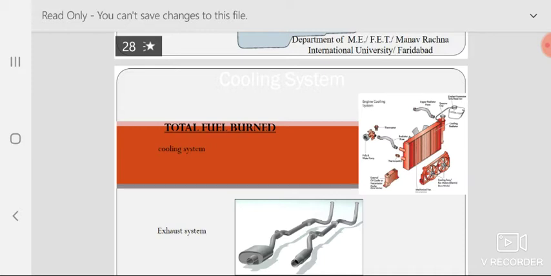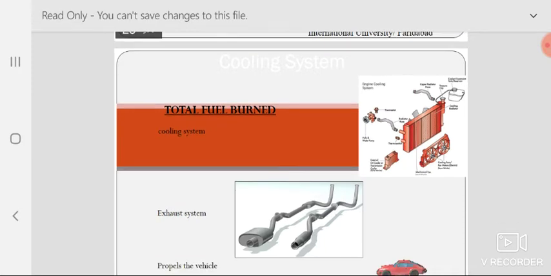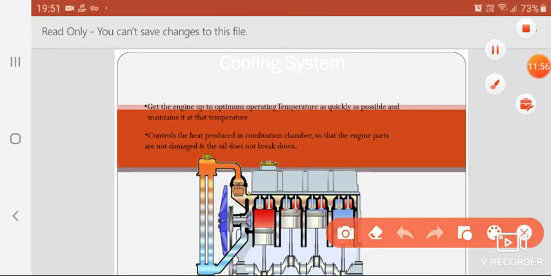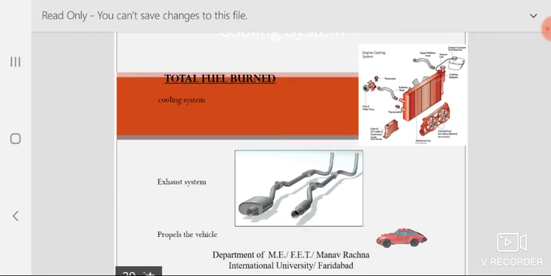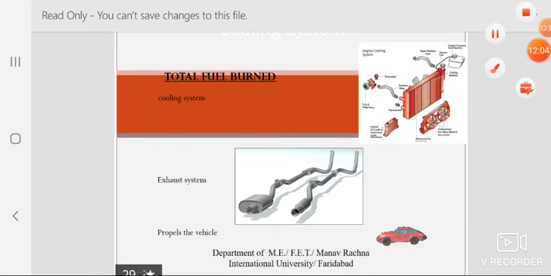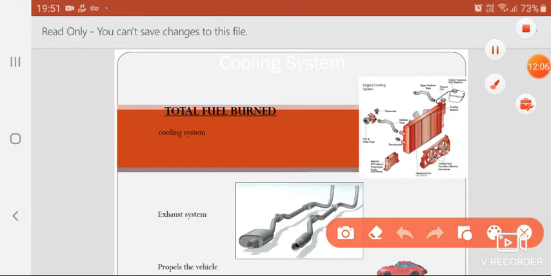You see the radiator here. This is the radiator. If I show you the radiator, this is the radiator part. In the radiator, there is an expansion tank. Here is the expansion tank.